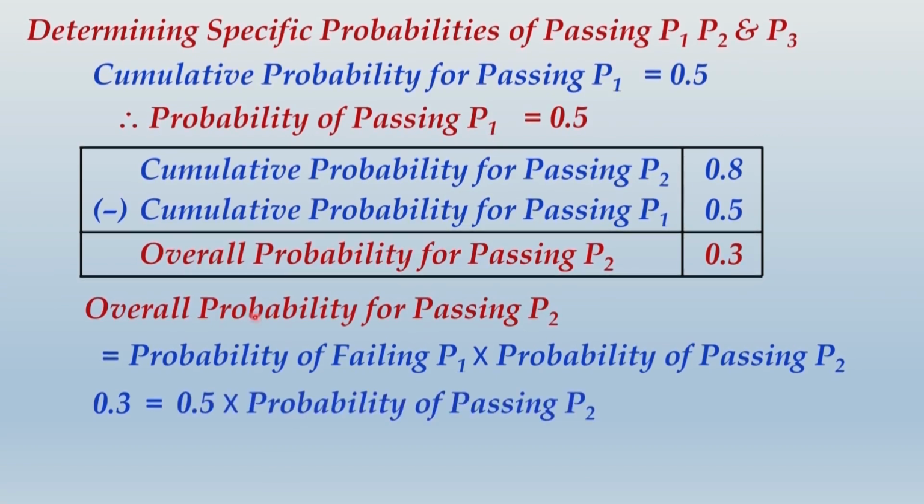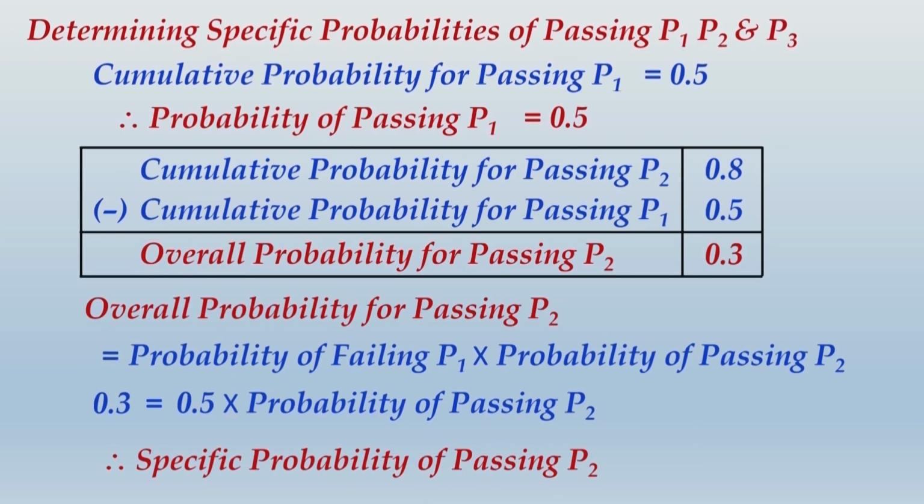Keep in mind that 0.5 cannot be ignored, because the condition for writing test P2 is that the candidate should have failed test P1. If P1 is passed, then this situation will not arise at all. So failing P1 is a necessity for appearing in P2, and only then does the question of passing or failing P2 come. So this 0.3 equals 0.5 into the probability of passing P2, and the specific probability of passing P2 will be 0.3 divided by 0.5, that will be 0.6. So please carefully note down this entire calculation, and then I take you ahead.